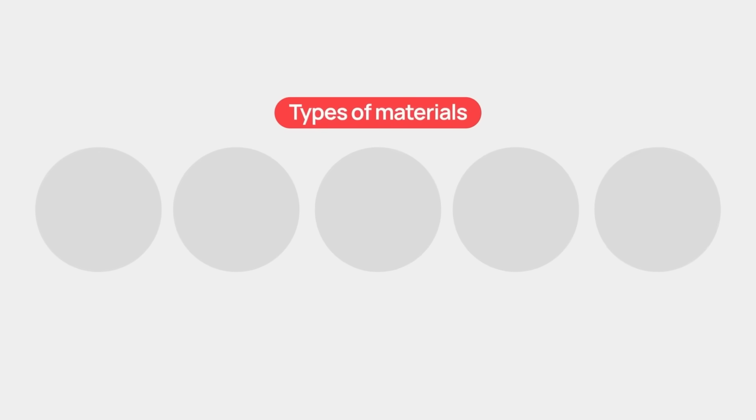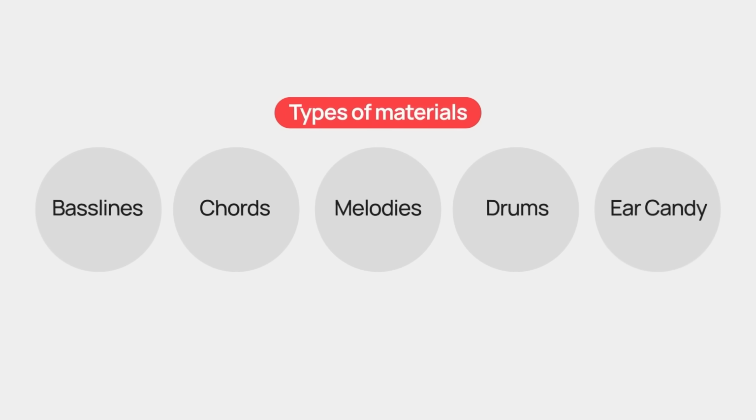What you add to your sample depends on what type of material it's giving you. And to make things simple for myself, I tend to think about samples as 5 different types of materials. Samples can give you bass lines, chords, melodies, drums, and/or ear candy. And obviously a combination of these as well. So whenever I listen for samples, I break down what I'm hearing using this framework.